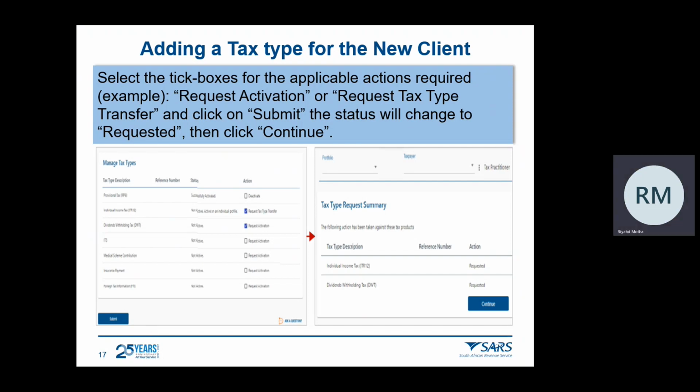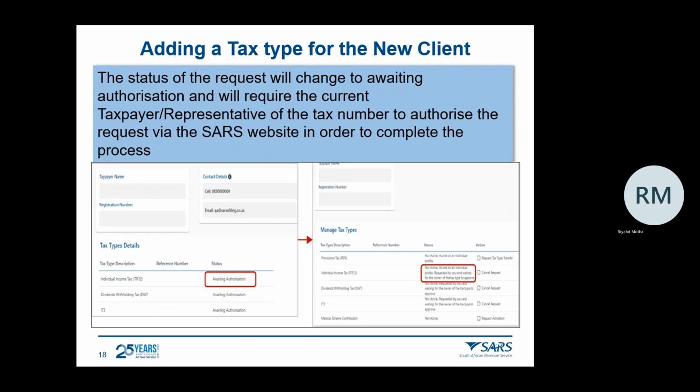Select the tick boxes for the applicable action required. For example, you are requesting an activation or you are requesting a tax type transfer, and then click Submit and Continue. The status of the request will now change to waiting authorization and will require the current taxpayer or the representative of the tax number to authorize the request via the SARS website in order to complete the process.